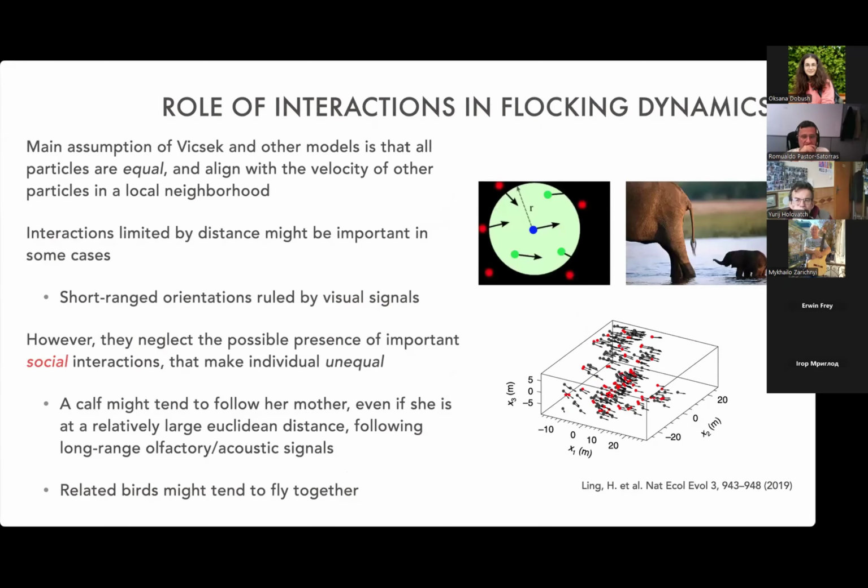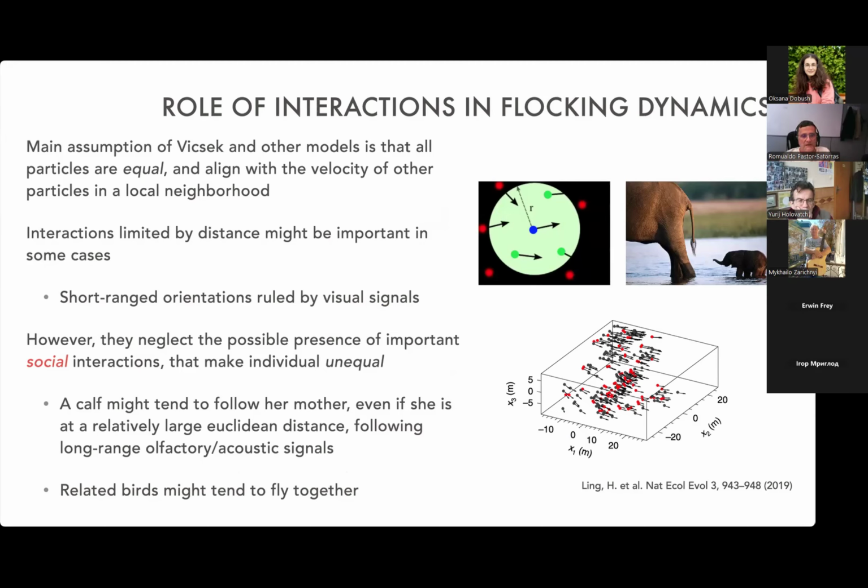So this is the case in which animals react to short-ranged interactions, for example, visual cues, so they can only see the individuals around them at a short distance. All individuals are exactly the same. There are no distinctions between them, and you are only aware of the individuals that are close to you.